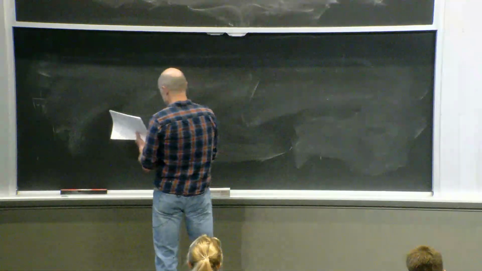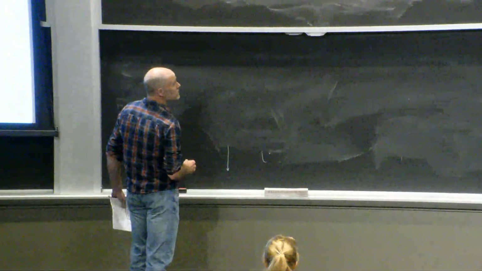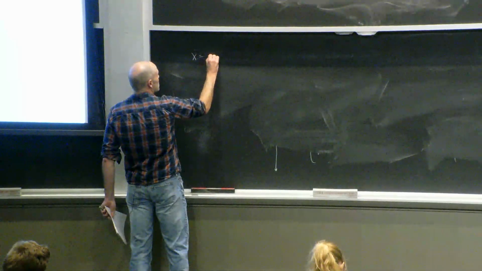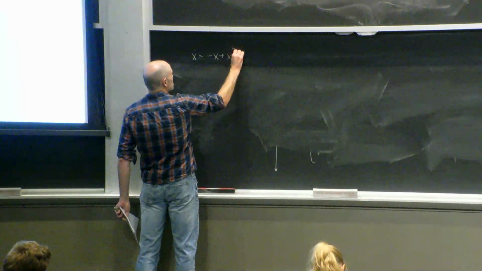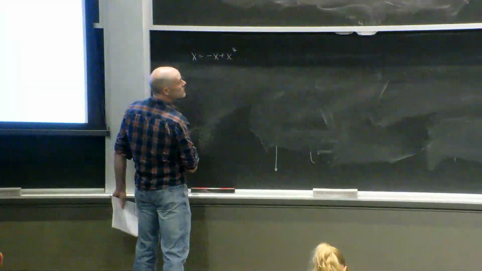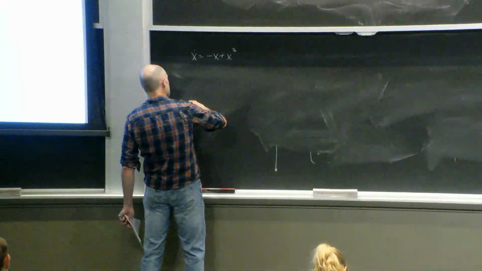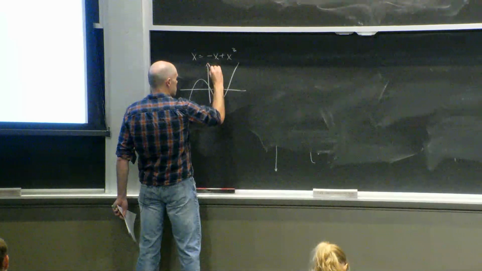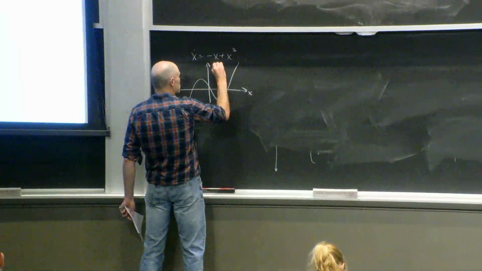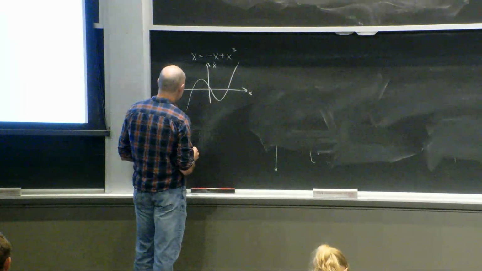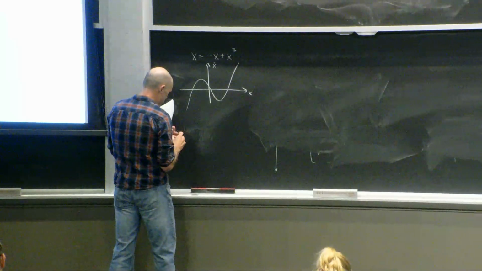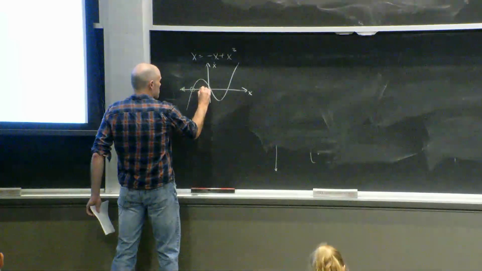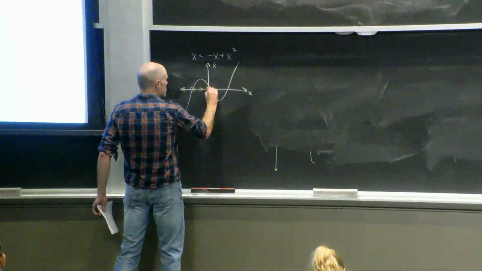Let me do the cubic polynomial again, but I'll do the flipped version of it. Okay, so let's do the deterministic version of -x plus x cubed. I did that one before, now I'll do this one. x dot, I'm going to do the deterministic version. So this time I have an unstable fixed point here, a stable fixed point at the origin.